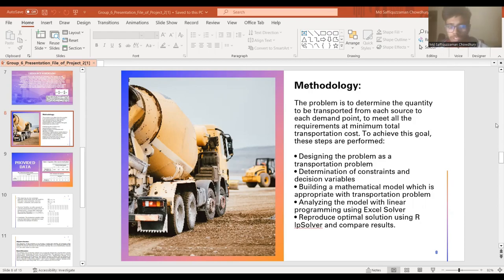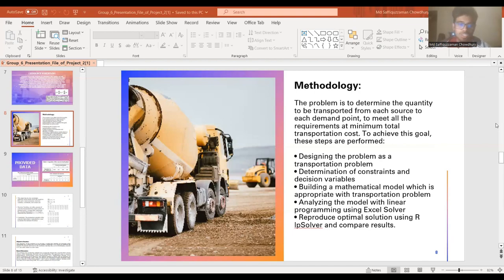So right now I'm going to talk about the methodology. The main problem from our paper was to determine the quantity to transport from each source to the demand point with the lowest transportation cost. To achieve this goal, we followed some procedures. At first, we designed the problem as a transportation problem. After that, we determined the constraints and the decision variables. After that, we built a mathematical model which is appropriate for our transportation problem. Then we analyzed the model with Excel Solver.